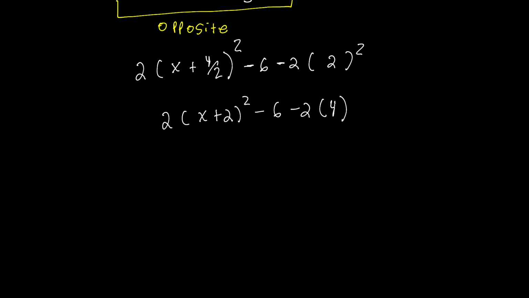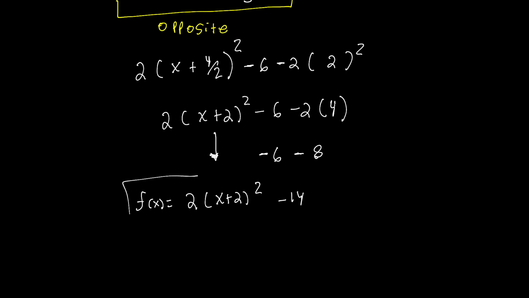Now here we have a negative 6. And negative 2 times 4, that's going to be negative 8. And then negative 6 minus 8 is going to give us a negative 14. I'm going to drop this part here. And that is our vertex form: 2 times the quantity x plus 2 squared minus 14. Let me write this a little bit closer.